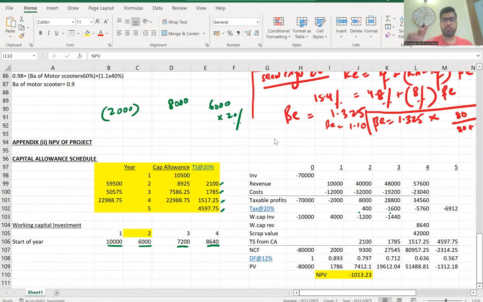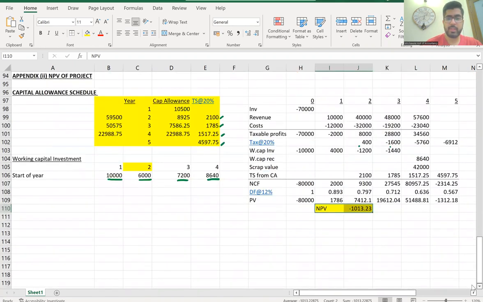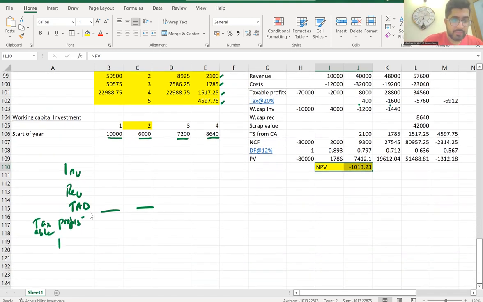Okay, I just want to add one thing here, that there are many students who might be wondering that after recording, please pay attention to this statement of mine. After recording investment revenue, what we should have done, or sir should have done, is that we should have deducted TAD, tax allowable depreciation, and then get taxable profits. And then we should have paid tax at 20%, and then we would have added back TAD.